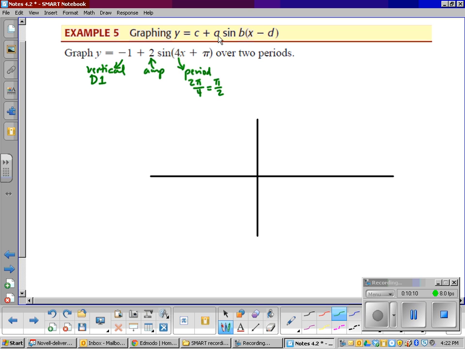I can't read the phase shift off of this unless I factor the 4 out of this parentheses. So if I do that, then that's going to leave x plus pi over 4 in the parentheses. Once I have a coefficient inside the group of 1 on the x term, then I can read the phase shift out of the parentheses. So this is moving left pi over 4.